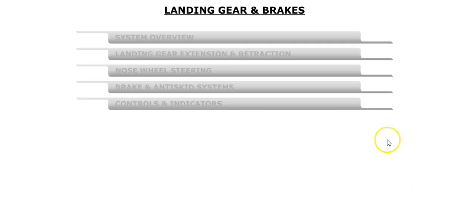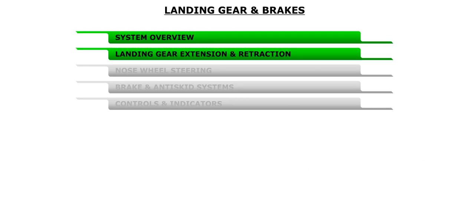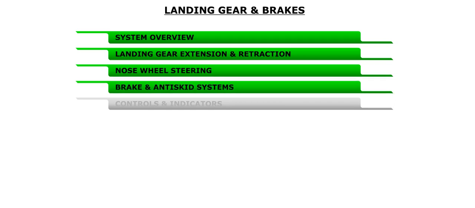In this module, we will look at the landing gear system of the aircraft. First, we will start out with a system overview. Next, we will take a look at landing gear extension and retraction. After that, we cover the nose wheel steering. Then, we will look at the brake and anti-skid systems. Finally, we will review the associated controls and indicators.